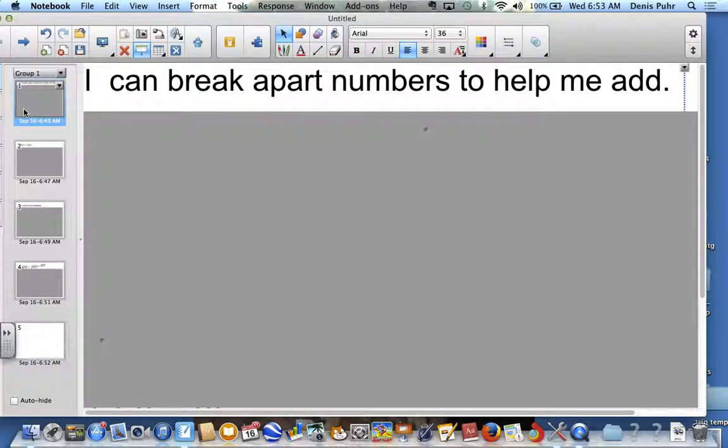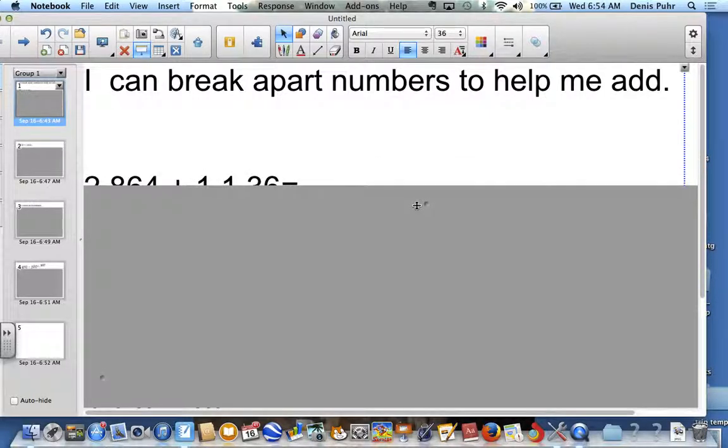Okay, fourth graders, our I can statements. This week, we actually have two that we're working on. I can break apart numbers to help me add. I can also add mentally. We're trying to do these problems in our head. So we need to know place value. We need to know the ones, the tens, the hundreds, the thousands, the 10,000s. That will help us. Let's take a look at an example here.